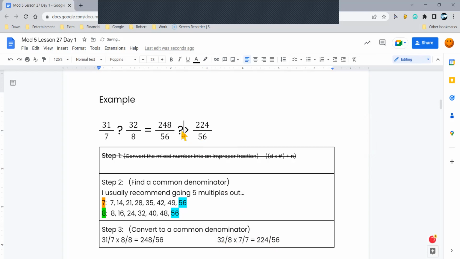So that means 31/7 is bigger than 32/8. Let's go look at one more example, you guys.